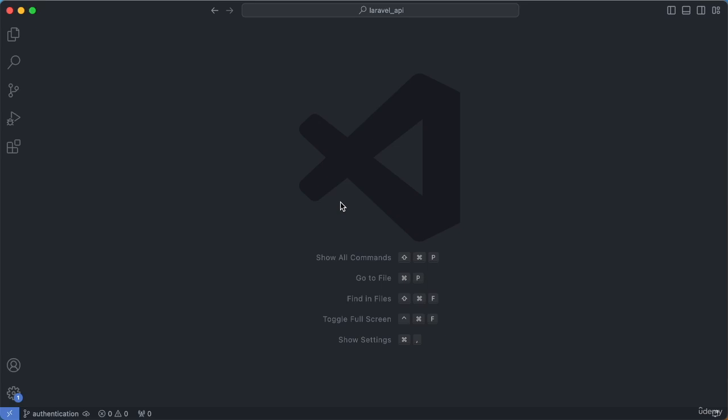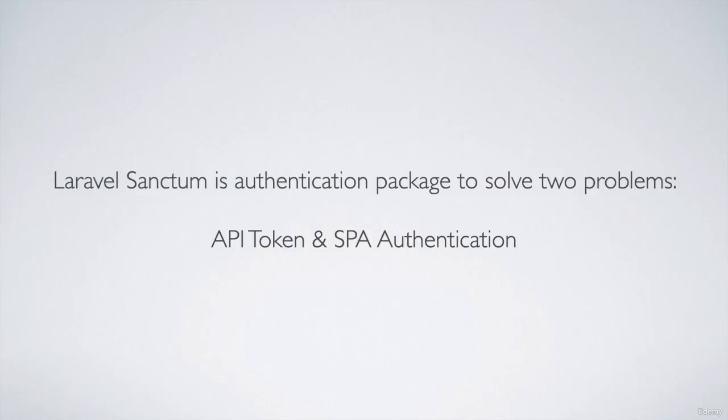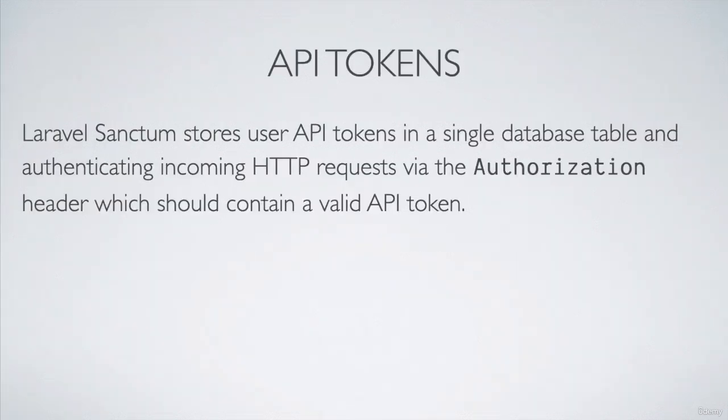In this section, we'll learn how to make our RESTful API secure by utilizing Laravel Sanctum. Laravel Sanctum is an authentication package provided by Laravel to solve two problems: API token and SPA, or single page application, authentication. For API token, Laravel Sanctum stores user API tokens in a single database table and authenticates incoming HTTP requests via the authorization header, which should contain a valid API token.